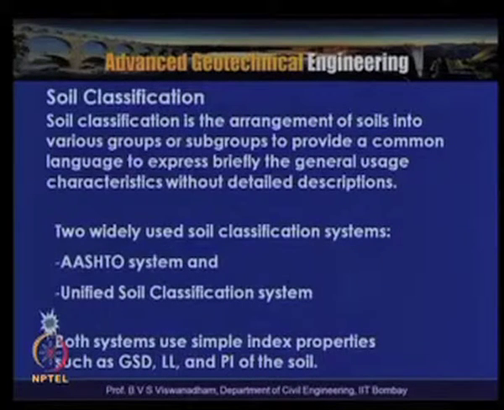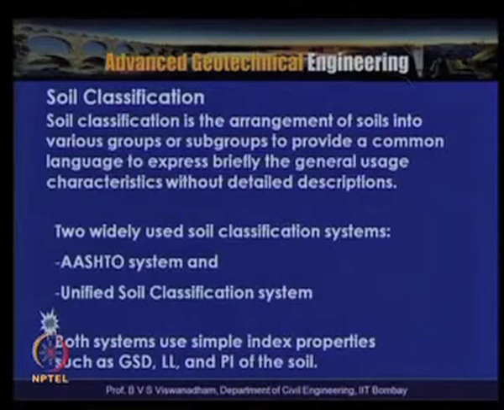So, for soil classification methods, there are two types widely used. There are many methods, but here we are limited to the ASTO classification system, and the other one is the Unified Soil Classification System. Soil classification is basically the arrangement of soil into various groups or subgroups to provide a common language to express briefly the general usage characteristics without detailed descriptions. So by knowing the particular group, it is possible to guess what the particular characteristics can be.